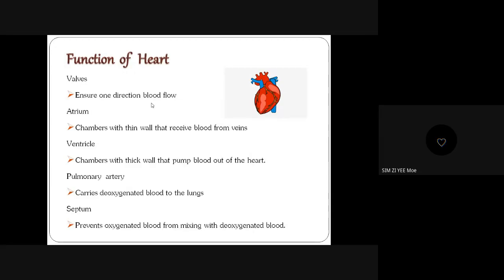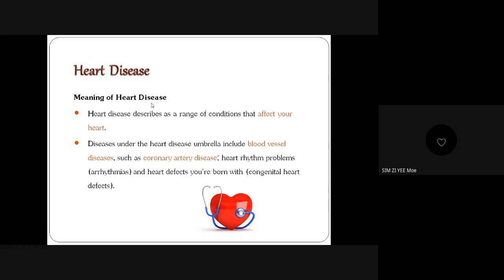Next is the pulmonary artery that carries the deoxygenated blood from the heart to the lungs. Lastly is the septum. The septum's function is to prevent oxygenated blood from mixing with deoxygenated blood. After that, I would like to talk about heart disease. Heart disease is described as a range of conditions that affect your heart.